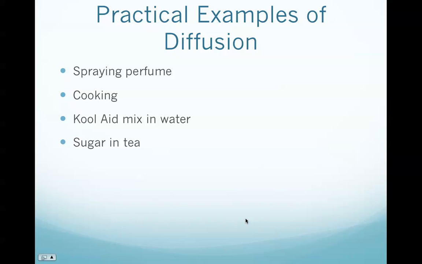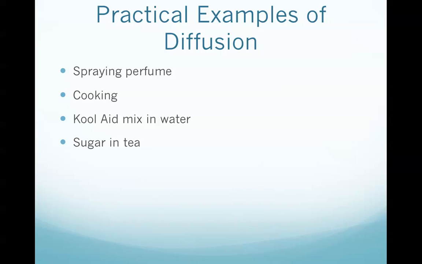And some other examples of diffusion include spraying perfume. If you spray some perfume, it's very concentrated where you are, and eventually you don't really smell it anymore because the molecules disperse out into the room. And if you think of how a room can be very large, it'll even out and you don't really smell it anymore.